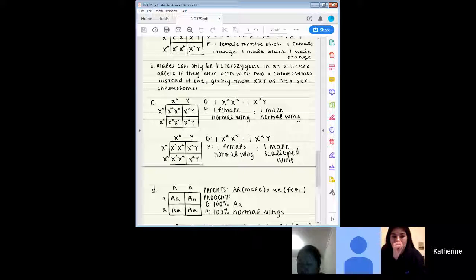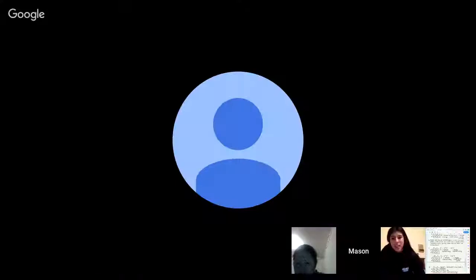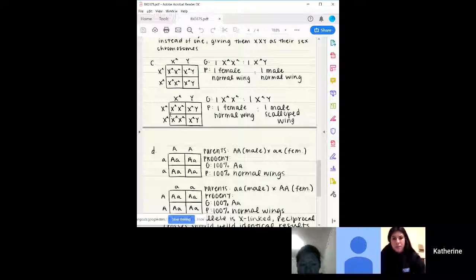So reciprocal crosses are the ones where you flip the gender and the genotype, right? Those are kind of confusing me too. I don't remember. I think you definitely flip the, what was it, male and female? Yeah, and I think anything that was dominant is now recessive.